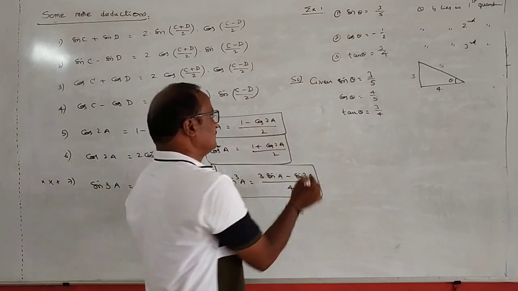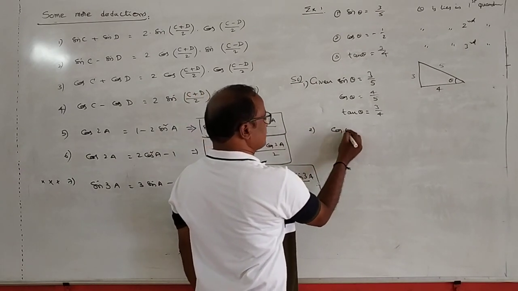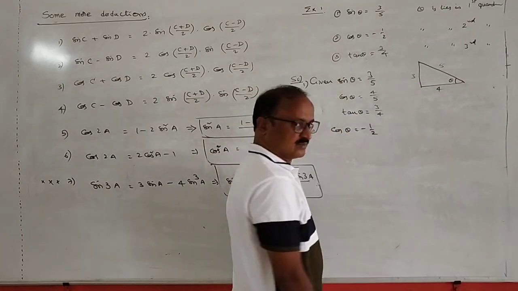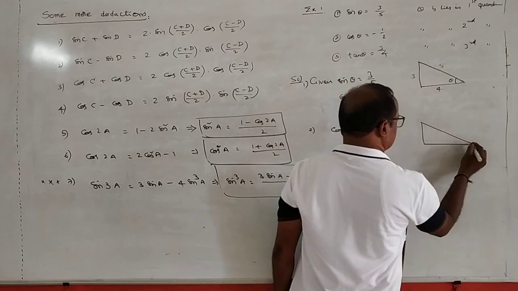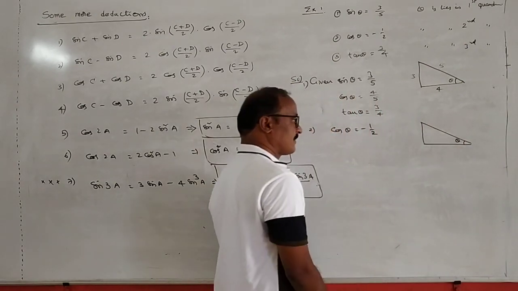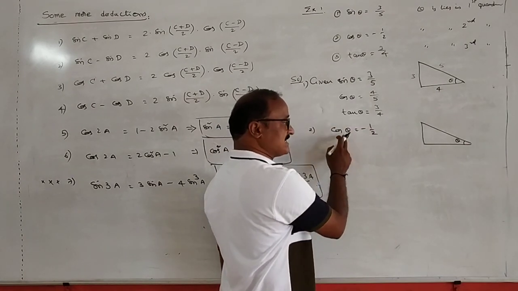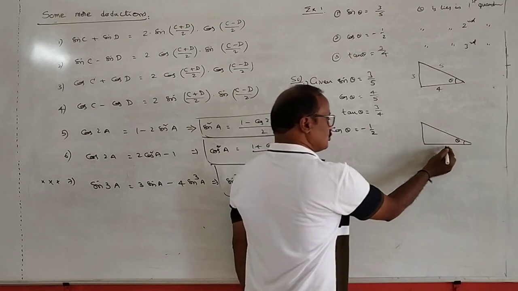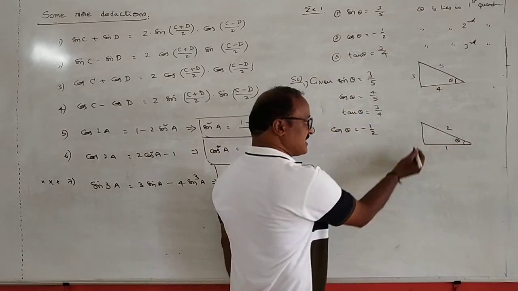Okay? And second one, given cos theta is equal to minus 1 by 2 and theta lies in the second quadrant. Here also, this is theta. Magnitude of cos theta is equal to 1 by 2. Cos theta means adjacent side by hypotenuse. Adjacent side is 1, hypotenuse is equal to 2. And what is the opposite side?